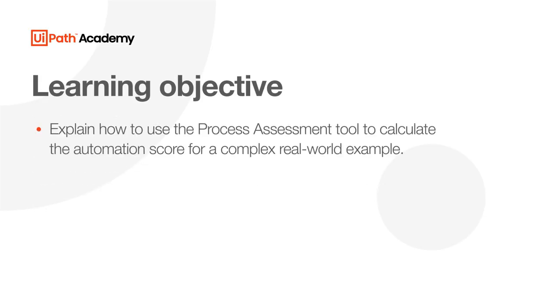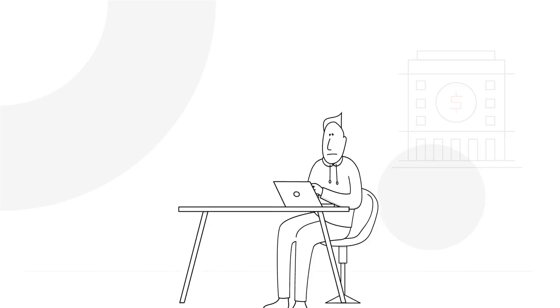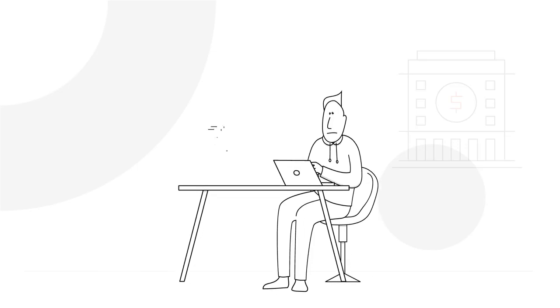In this video, we're going to use the process assessment tool to calculate the automation score for a more complex real-world example. Let's get started. This time, Taylor's boss has asked them to assess the commercial loan application process for one of their banking clients. To start things off, Taylor analyzes the process with the help of Harper and Frankie, who work on it.